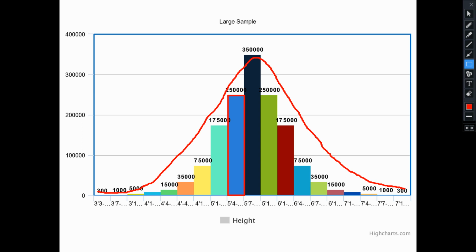You can simply add up all these numbers and find the total, which we know is 15 lakh. So 2.5 lakhs divided by 15 lakhs will give you the probability of finding somebody who is between 5 feet 4 inches and 5 feet 7 inches.